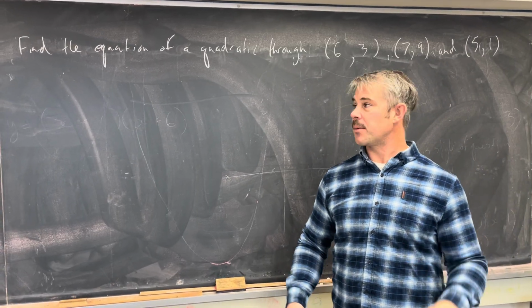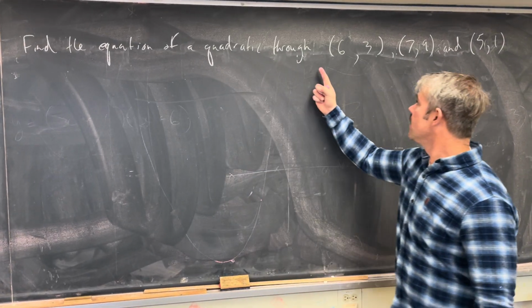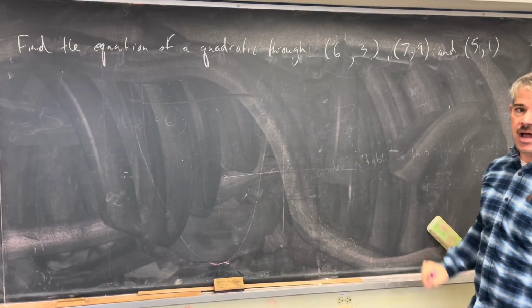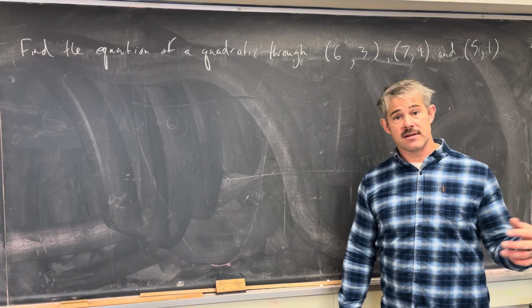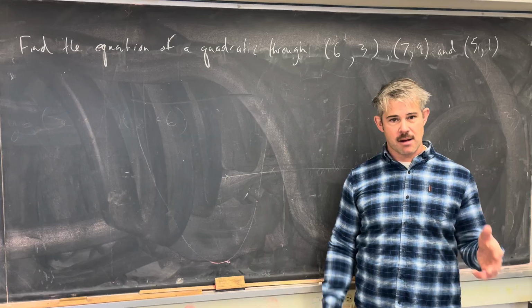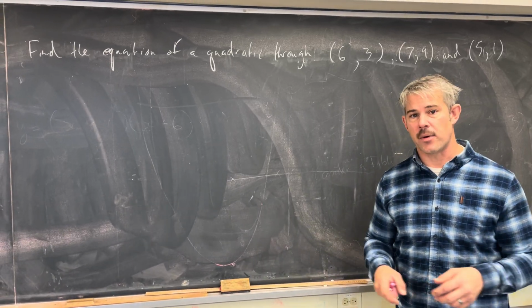Today we're taking a look at finding the equation of a quadratic in standard form. We've been given a problem where we have to find the equation of a quadratic that passes through the points 6, 3, 7, 9, and 5, 1. I'm going to omit the very helpful step of drawing a sketch. But if I drew a sketch, I would probably have an idea of some of the points already.